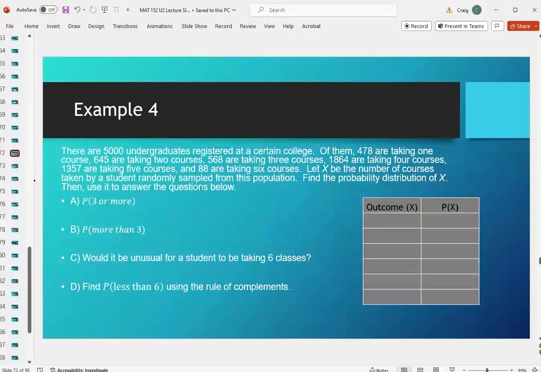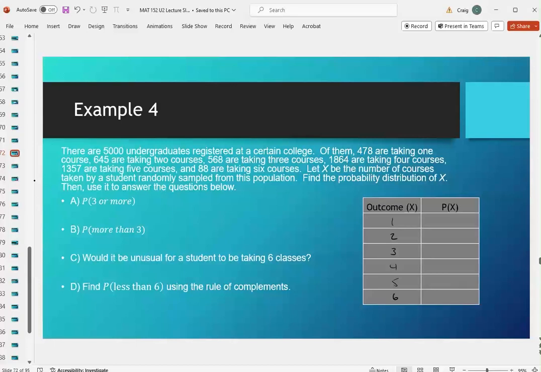Okay, so let's look at another one of these. Here we have 5,000 undergraduates registered at a college. Of them, 478 are taking 1 course, 645 are taking 2, 568 are taking 3, and so on. Let X be the number of courses taken by a student, randomly sampled, and we're going to find the probability distribution. Our outcomes could be 1 class, 2 classes, 3, 4, 5, or 6 classes.